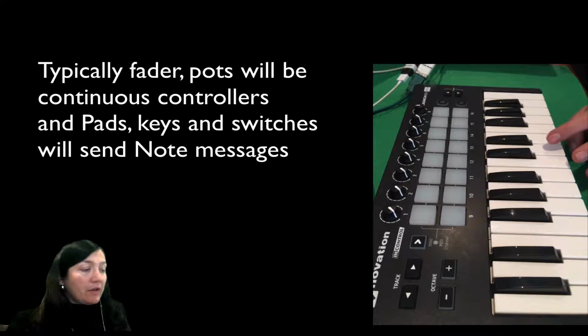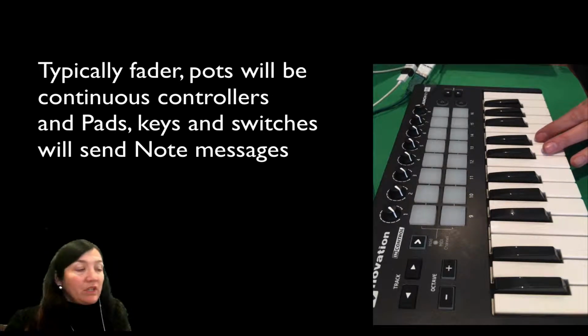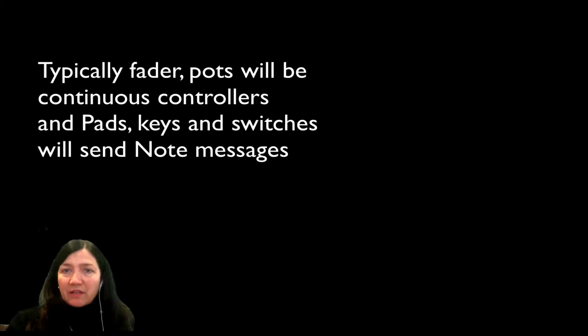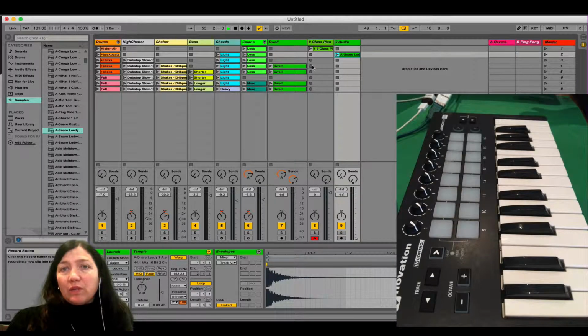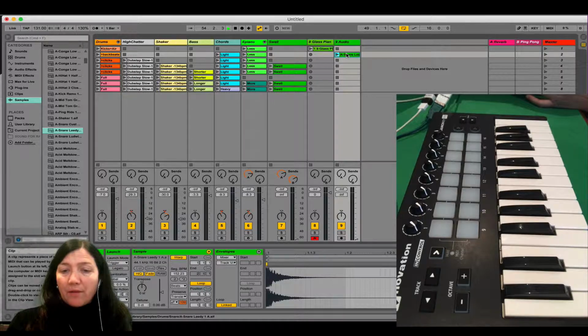Absolute controller or continuous controller messages will send a range of values between 0 and 127. So typically a pad or a key will send a MIDI note message, and things like a fader or a pot will send continuous controller messages. Okay, so how do they then behave within the program? Let's have a look.